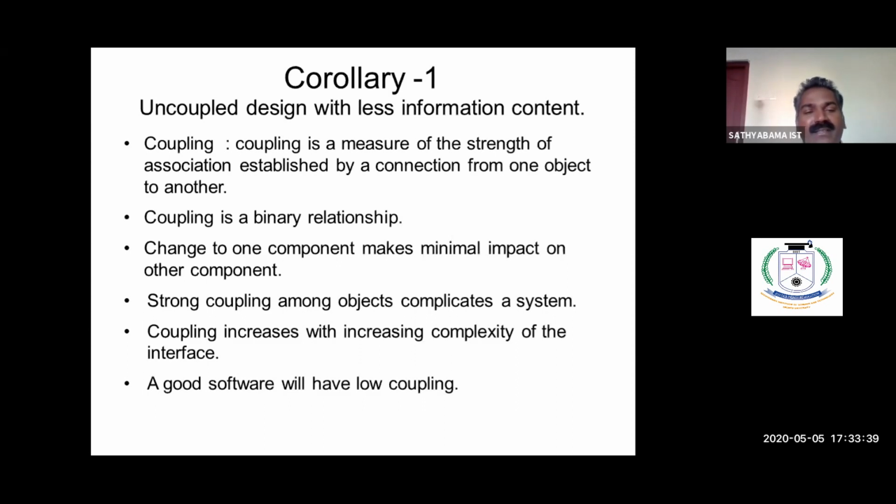The first corollary is uncoupled design with less information content. Here coupling is a major factor, which deals with the interaction between objects, how the interaction happens between modules, that is, between components. For interaction between components, lower is better. A good software will have lower coupling. Coupling is a binary relationship. The higher the interaction, the more complex the system.